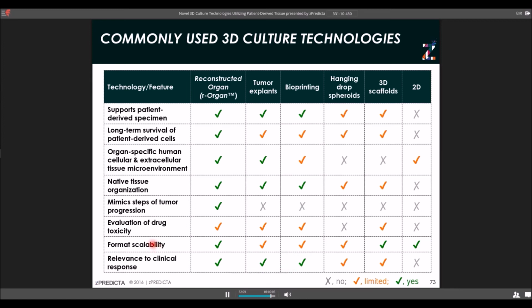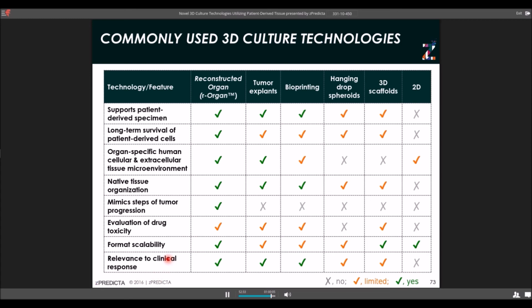Now, in terms of scalability, 3D scaffolds and 2D cultures can be scaled for high throughput very easily. Hanging drops, bioprinting, and tumor explants are harder to scale, may not scale for high throughput, and the reconstructed organ can, and we're working with a number of partners to scale it up for high throughput format.